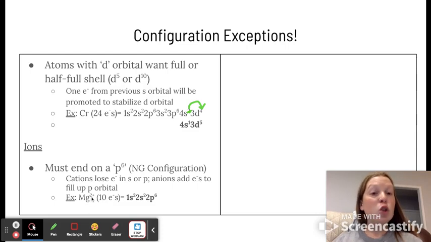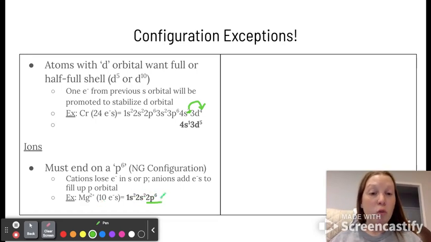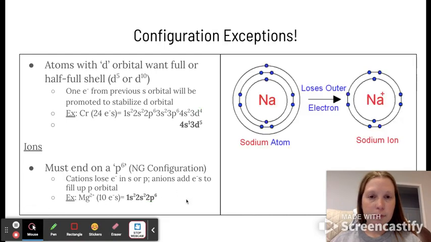So for example, magnesium 2+. So up here is your charge, 2+. Magnesium normally has 12 electrons, but that 2+ means we lost 2 electrons, so now we have 10. So we're going to fill this up, and as you can tell, when you fill this up, we end on a p6. That's what we want, because otherwise this would have been 1s2, 2s2, 2p6, 3s2, but we got rid of those 3s2 electrons. And here it just shows you losing that outer shell electron. We've dropped that orbital, and now we have 8 on the outer shell.